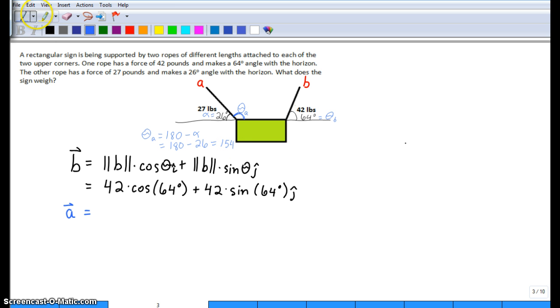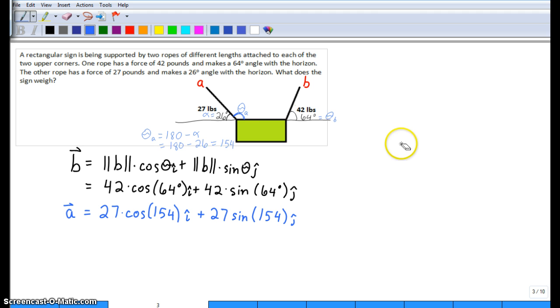All right, so back to breaking up our vector into its x and y components, or i hat, j hat components. We will have magnitude, which in this case is 27, times cosine of 154, and again, that's i hat. And 27 sine 154, and that's our j hat.